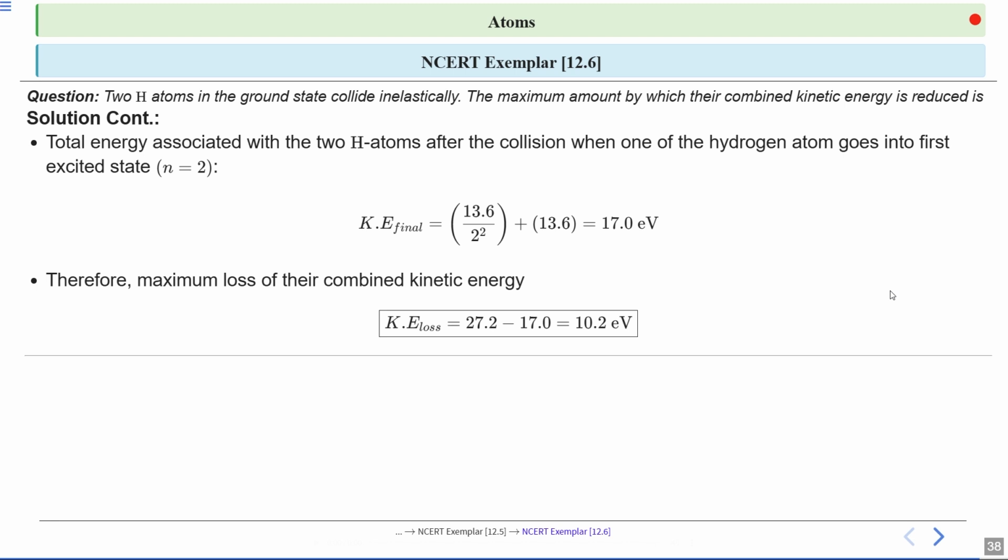Okay, and this 17 electron volt final kinetic energy is an approximate value. It is 17 point something, but we have taken approximately 17 electron volts. So after subtracting it from 27.2 electron volts, it comes to 10.2, which matches our option.